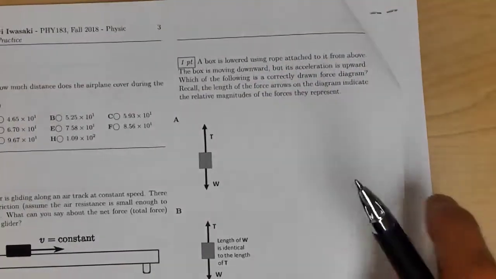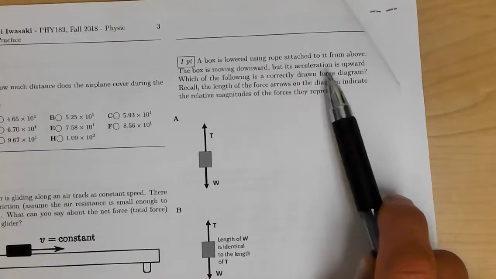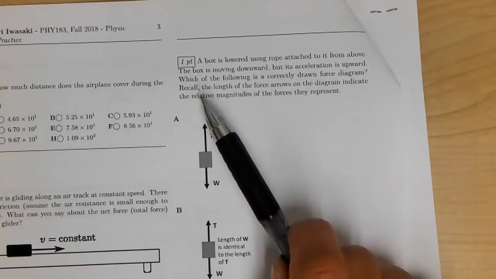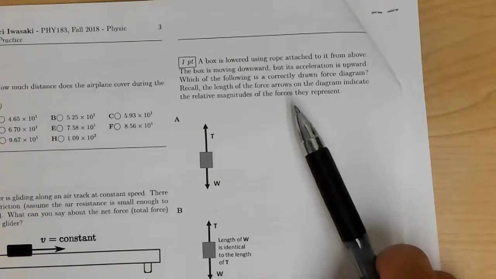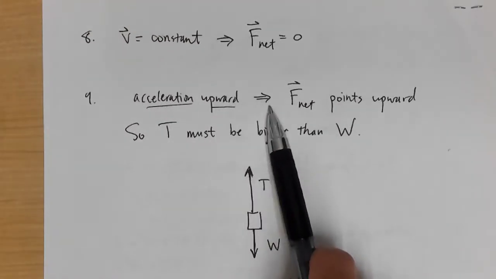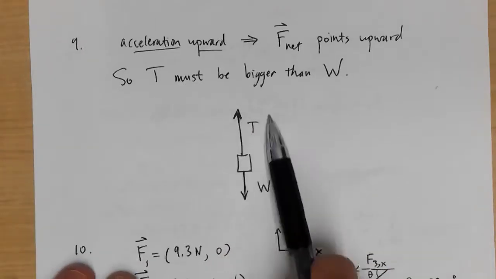Okay, a box is lowered using a rope attached to it from above. The box is moving downward, but its acceleration is upward. Which of the following is the correctly drawn force diagram? Recall the length of the force arrows indicates the relative magnitudes of the forces they represent. Okay, so the acceleration is upwards, so F net points upwards. So T must be bigger than W, so that the net force is upwards. Okay, so like A.